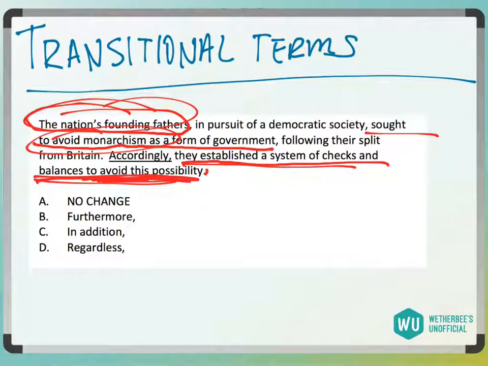So we would want something like, the word accordingly is kind of the same thing as thus or so or as a result. So it's like, oh, they didn't want monarchism, so they did this to avoid it. So it would be answer choice A.